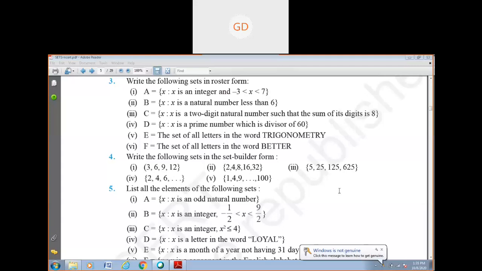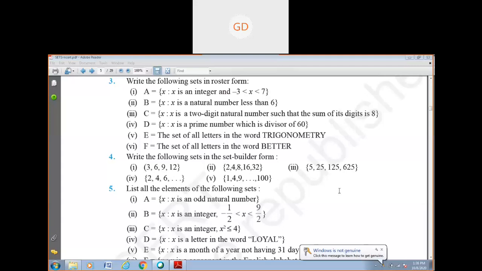We cannot put 3 because 3 square means 9 and 9 is not less than or equal to 4. We cannot put minus 3 because minus 3 whole square means again 9, and 9 is not less than 4. So the elements to be listed here in C would be minus 2, comma, minus 1, comma, 0, comma, 1, comma, 2, within second bracket. So that is the roster form. Here it is not mentioned as roster form, but list all the elements means the same thing.